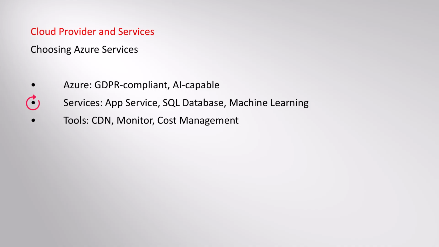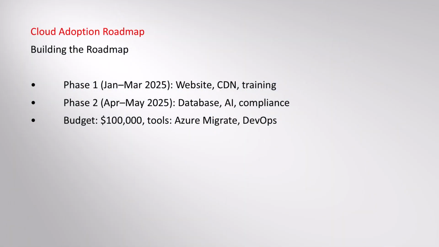Azure Blob Storage manages static assets such as product images to reduce latency. Azure Content Delivery Network, CDN, delivers low-latency content to US and European customers. Azure Monitor tracks latency below 300 milliseconds and 99.9% uptime. Azure Cost Management and Billing ensures spending remains within budget constraints. Next, develop a cloud adoption roadmap.